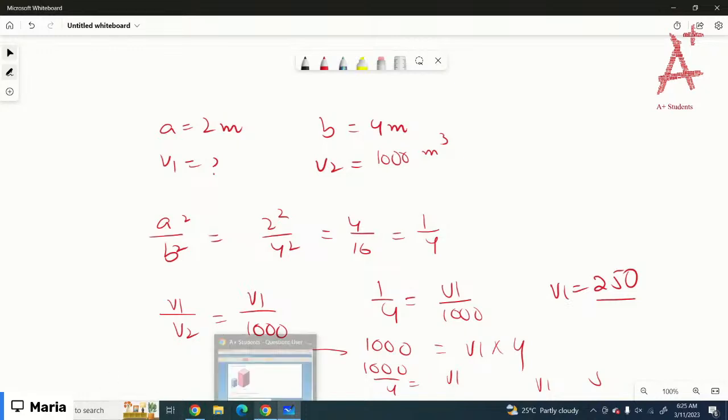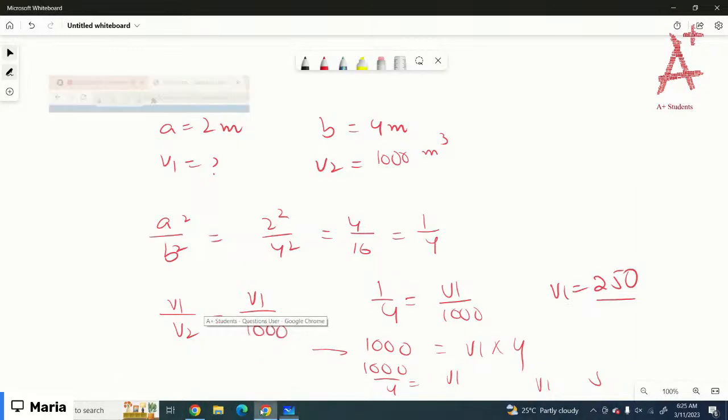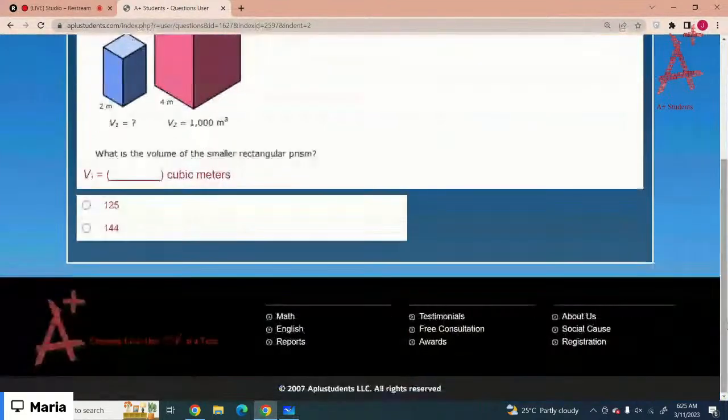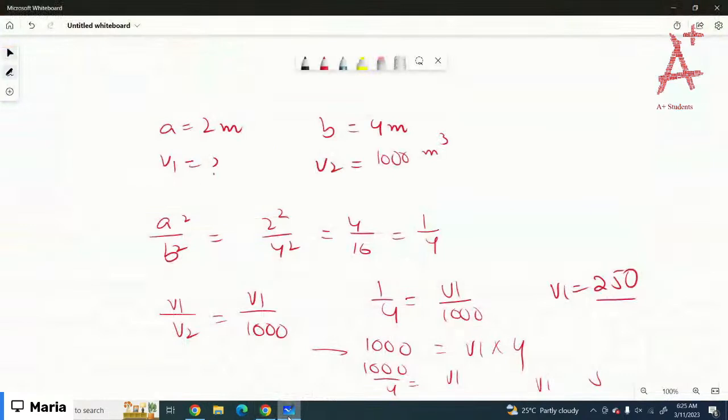So the correct option is 250. 1000 divided by 4, let me just confirm. 1000 divided by 4, 250. How? Wait, let me just check.